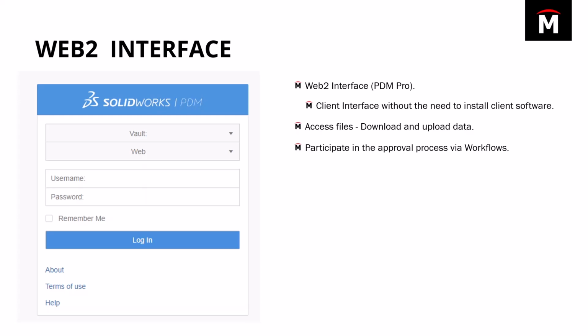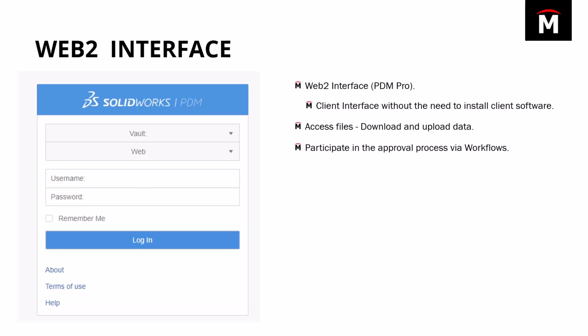So you can access your files. You can also download from the vault here. You can upload files, again, all based on permissions. And then you can actually be part of the approval process as well in the Web2 interface. So if you're using Web2 for reviewing and you want to be part of the approval process, then this interface can be used for that.